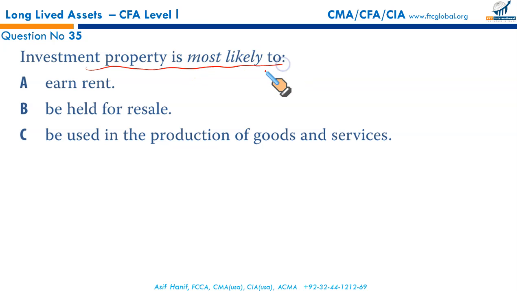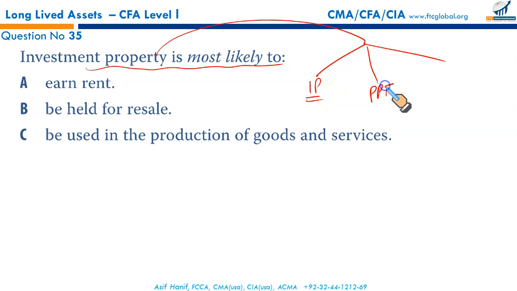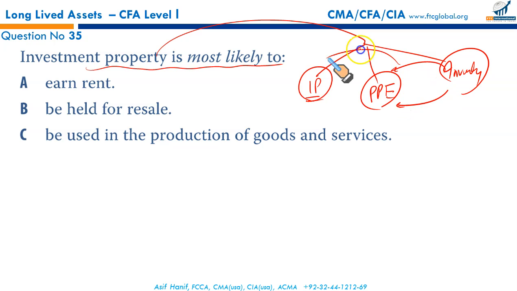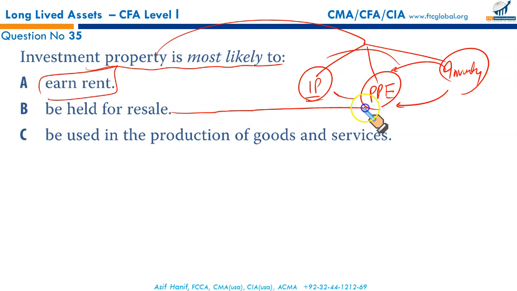Investment property is most likely. We just discussed investment property can have one of these 3 categories. Either it is treated as investment property in its own right, or it is considered as property, plant and equipment, or it's part of your inventory where you sell these properties. So you can switch from this to this to this, and we discussed how the gain and loss would be treated. We read it in the reading. So investment property most likely earns rent. Held for resale, this would be inventory.